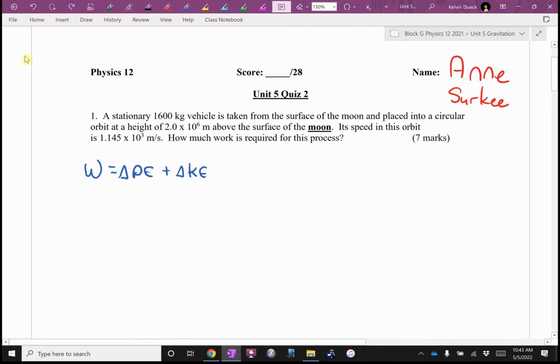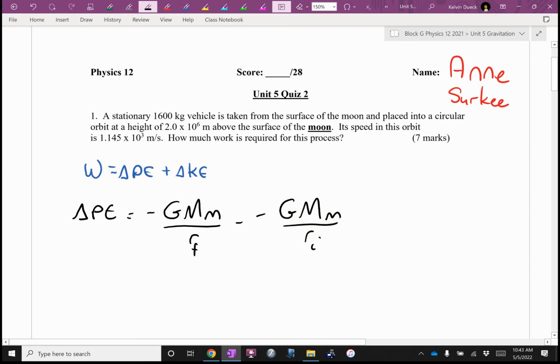I find this question is big enough that I tend to do it in chunks. I'm going to find the change in potential energy, which is going to be negative big G, big M, little m over R final, minus negative big G, big M, little m over R initial. The change in potential energy is going to be negative big G times the mass of the moon. I've got to look that one up. It starts with a 7. 7.35 times 10 to the 22.